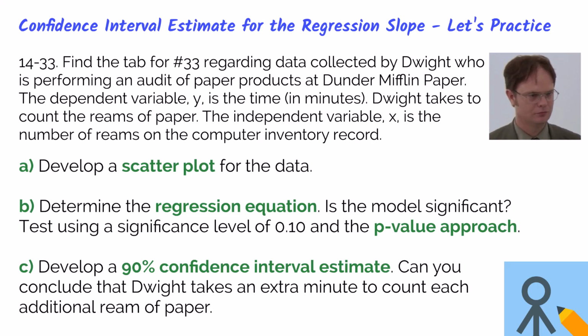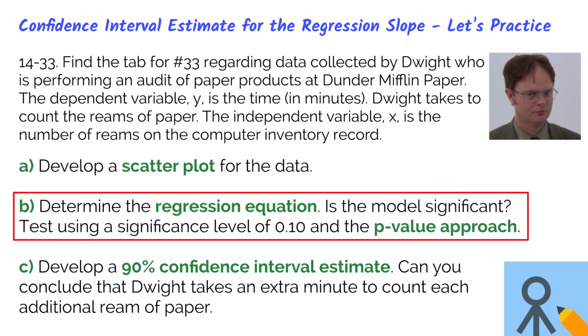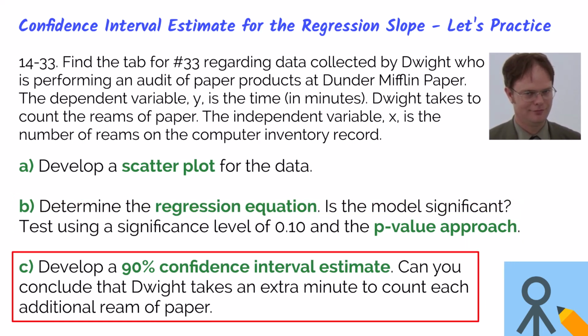There are 3 steps we're going to work through. In A, we're going to create a scatter plot of the data. In B, we're going to determine the regression equation and test if the model is significant using the p-value approach. Then finally in C, we're going to develop a confidence interval estimate to determine if we can conclude that Dwight takes an extra minute to count each additional ream of paper.